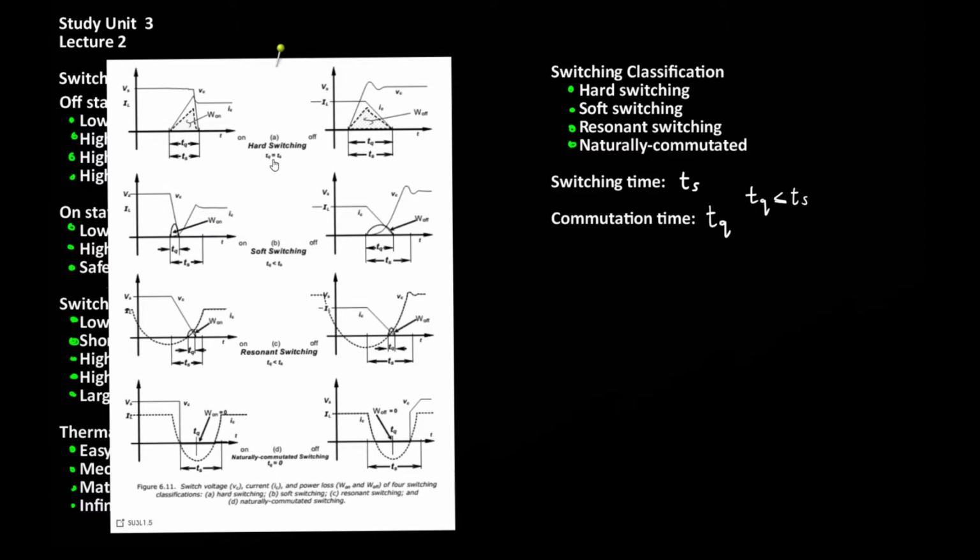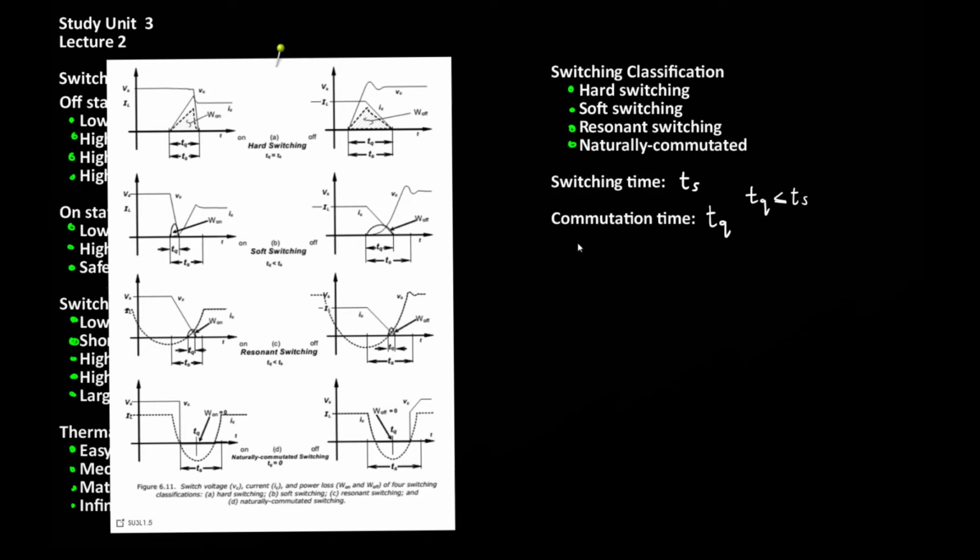So, in hard switching, the commutation time is equal to the switching time. In soft switching, the commutation time is less than the switching time. In resonance switching, the commutation time is also less than the switching time. And in the naturally commutated switching state, the commutation time is 0. The commutation time is defined as the time it takes a switch to reach a 0 current at turn off or to reach 0 volts at turn on.